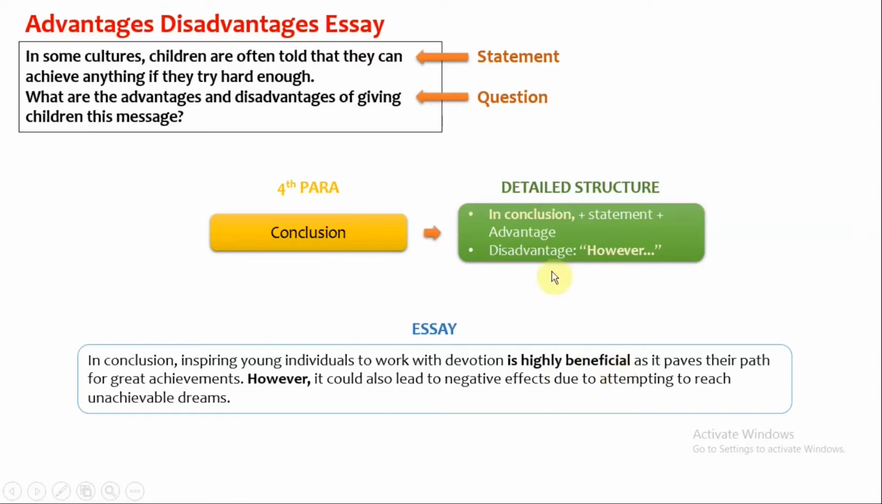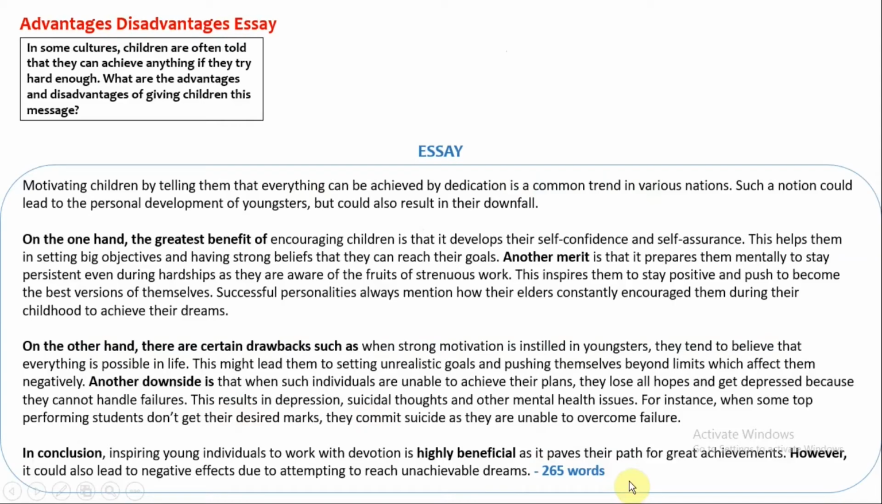The last sentence should be the summarized disadvantage and always start it with however. I wrote, however, it could also lead to negative effects due to attempting to reach unachievable dreams. Don't add new ideas in the conclusion para. Stick with the plans made earlier. Great! The essay is complete and it is a full band 9.